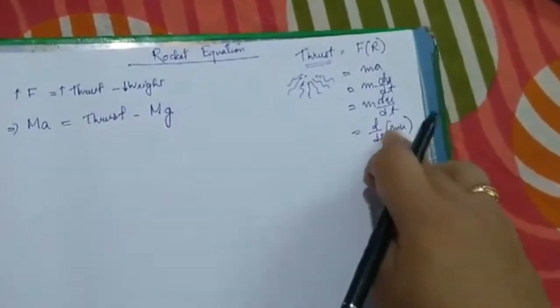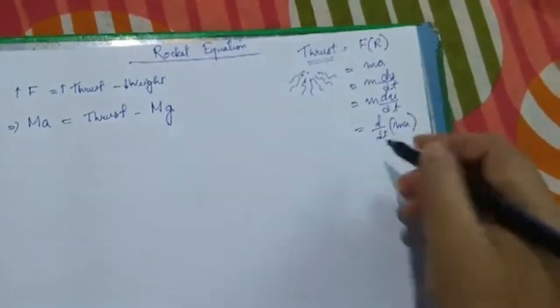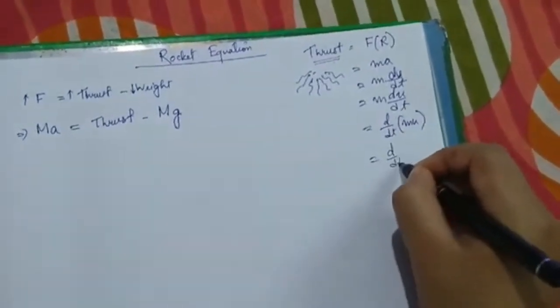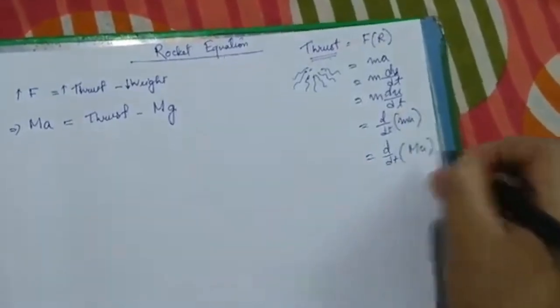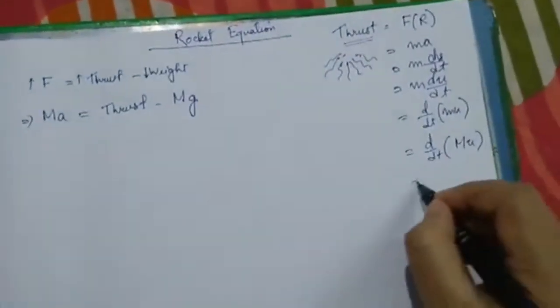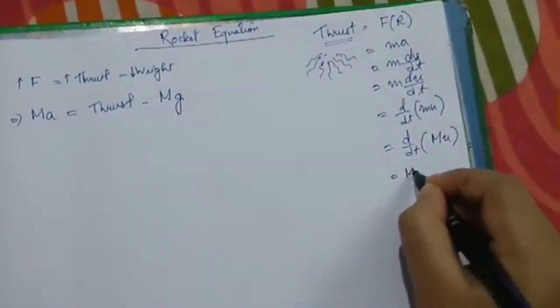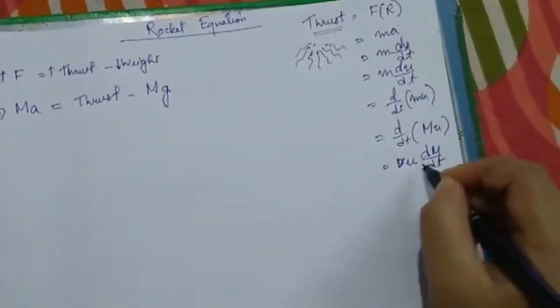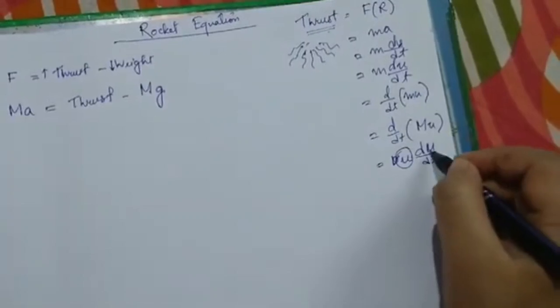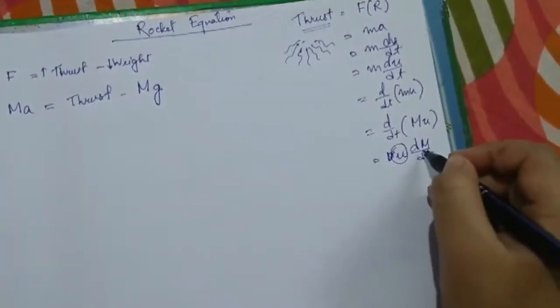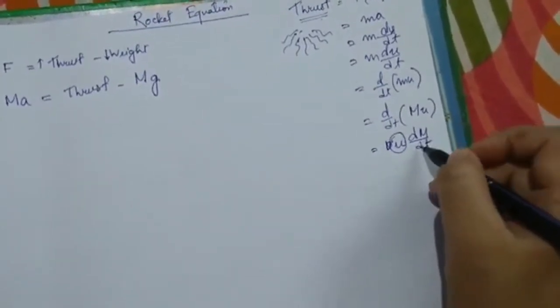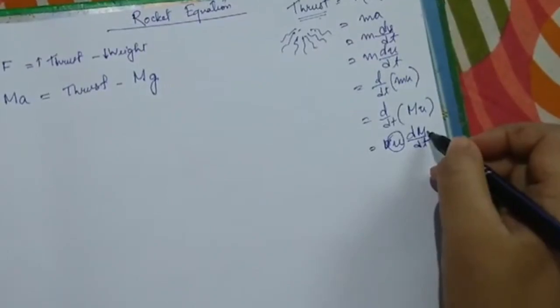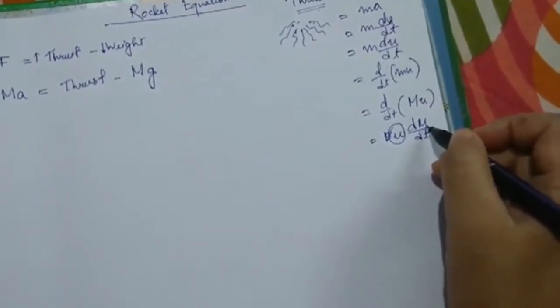Fuel is getting burnt, which means the mass will never be constant. So here in our case, the total mass is nothing but capital M into u. Okay, so we are writing that u is constant and dm/dt. U is not going to change much. The biggest change will happen in the mass of the rocket, which also includes the mass of the fuel.